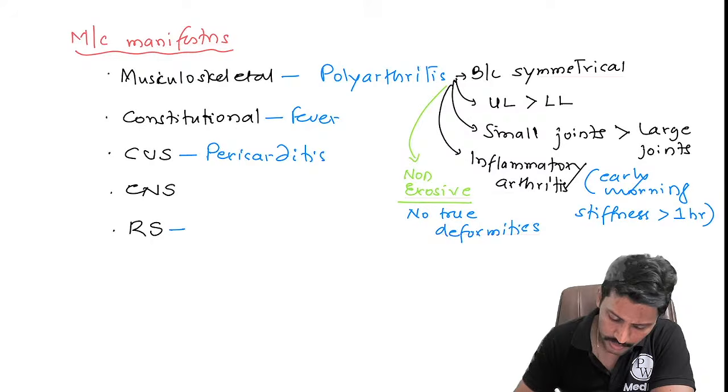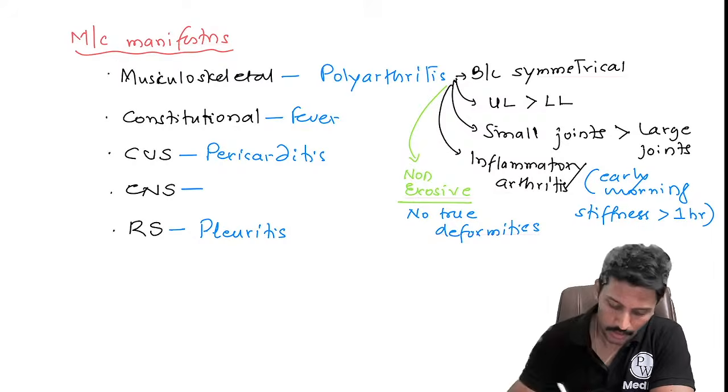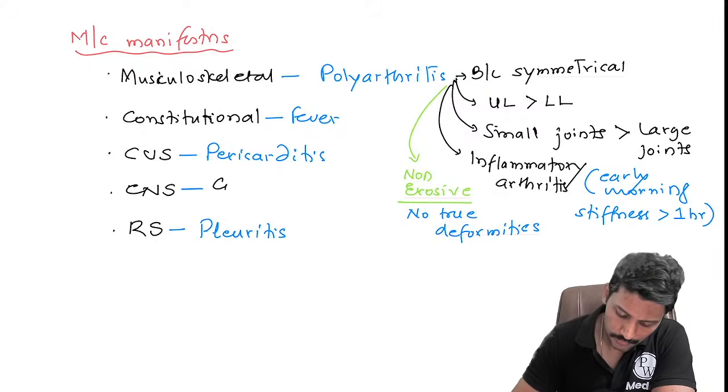Pericarditis. And the most common respiratory manifestation is pleuritis. The most common CNS manifestation is going to be cognitive dysfunction.